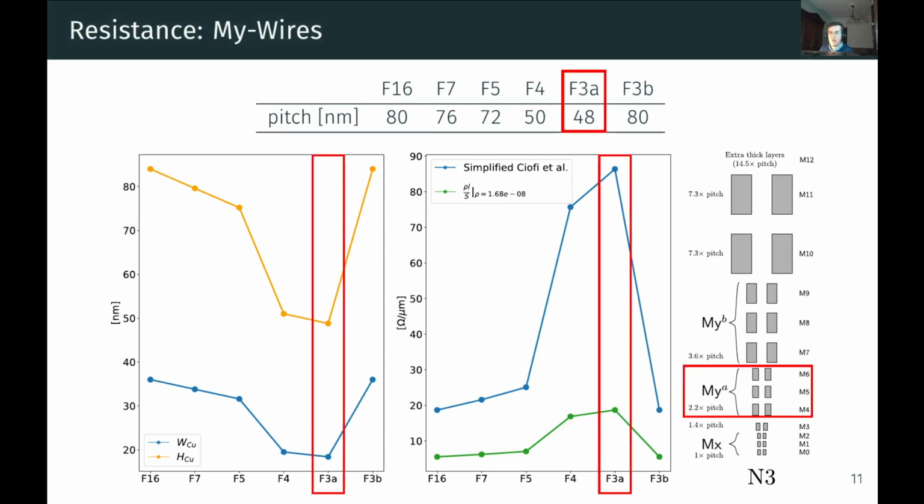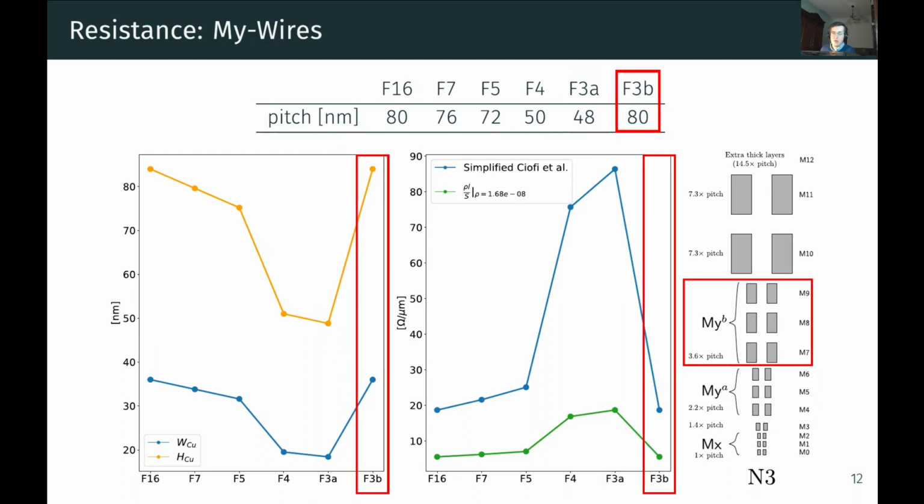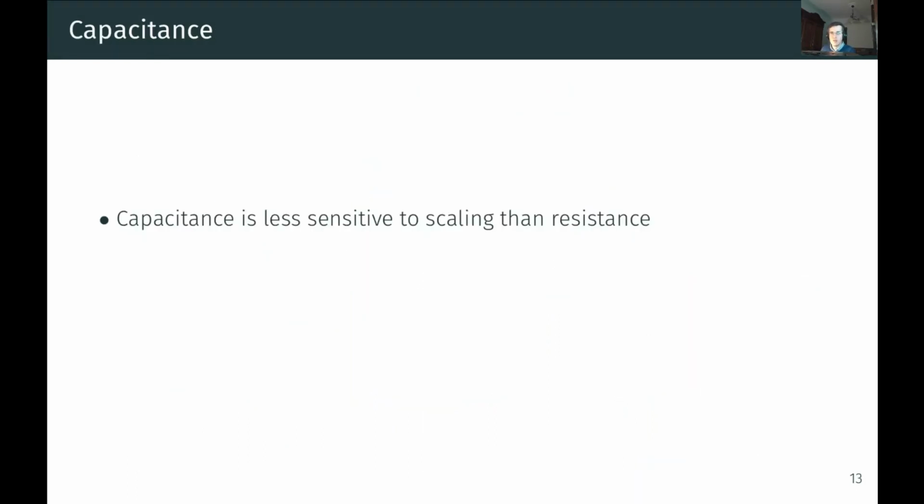And again, because the 3 nanometer nodes can be quite resistive, we explore two different options, where the first one has a fairly tight pitch of 48 nanometers, and for the second one, which we want to explore as a more high-performance option, we move a little bit up in the metal stack and allow a more relaxed pitch of 80 nanometers, which of course comes at an expense of reduced channel bandwidth or capacity.